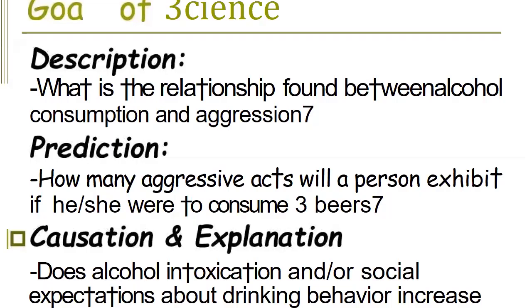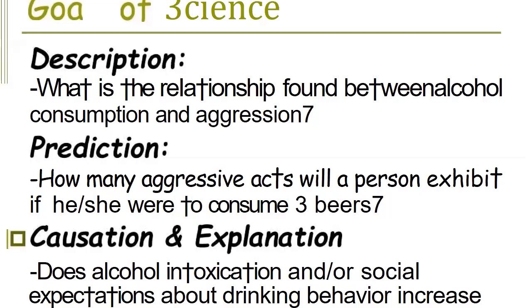But if you plan for prediction, how many aggressive acts will a person exhibit if he were to consume 3 beers? So this is the prediction part. In every research, there is definitely some regression model. We have to predict from your finding. So this is a method of prediction.